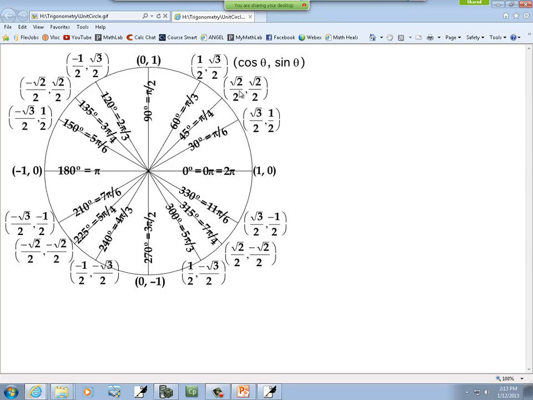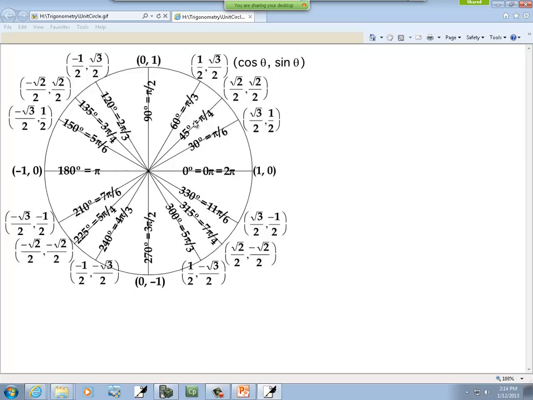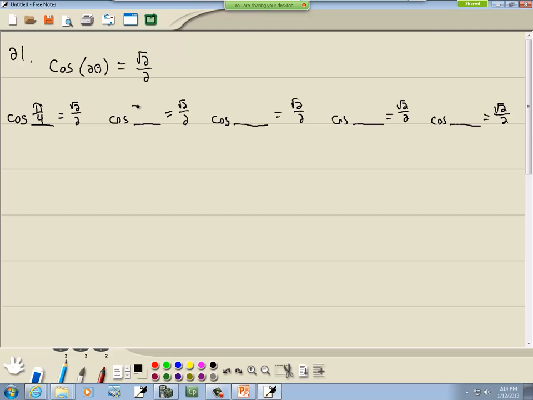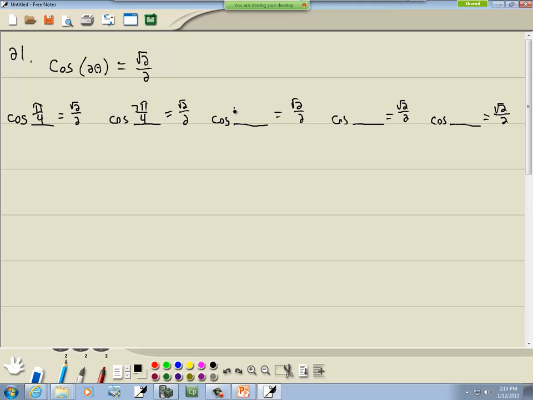Okay. Here's our first one. X is cosine. It's equal to that at pi over 4. So that's one place. As I go around my unit circle, come down to 7 pi over 4. Cosine, which is our x, is also equal to square root of 2 over 2. So this would be 7 pi over 4. Well, I know that I'm here at pi over 4. If I go all the way around and add 2 pi to that, I'm going to be back here. So it's also equal to that at pi over 4 plus 2 pi.